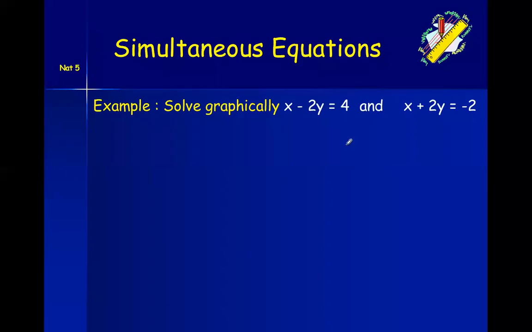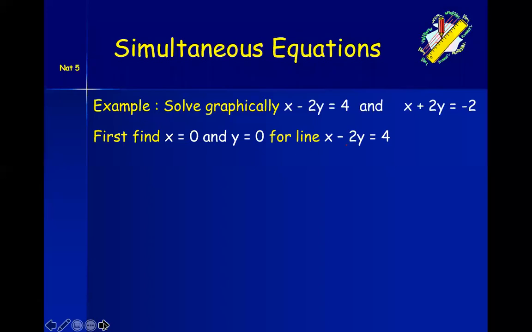Okay, so in this example, we've been asked to solve graphically x minus 2y equal 4 and x plus 2y equal negative 2. So this is a general way of representing those lines. And there is no added value in writing the line into a y equal mx plus c, because we know we only need 2 points in order to draw the line.